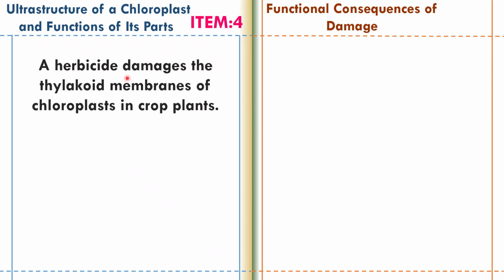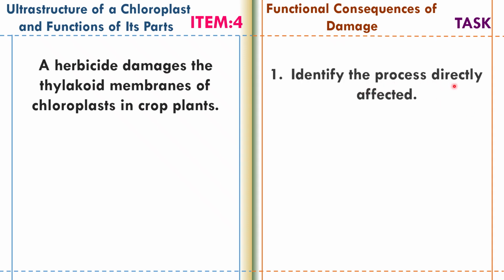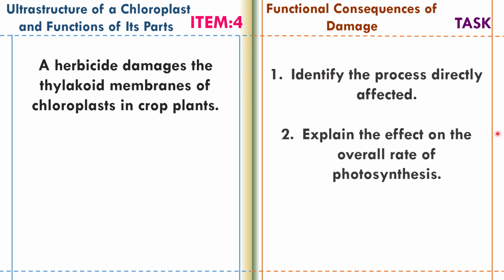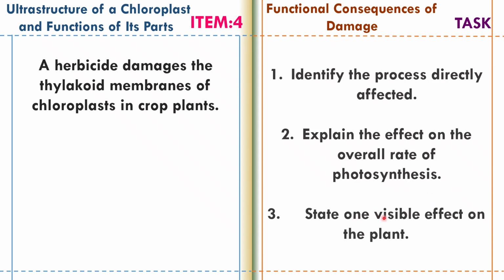Still under ultrastructure of a chloroplast and functions of its parts, item 4. We are going to look at the functional consequences of damage. A herbicide damages the thylakoid membranes of chloroplasts in crop plants. Task: identify the process directly affected. Explain the effect on the overall rate of photosynthesis. State one visible effect on the plant.